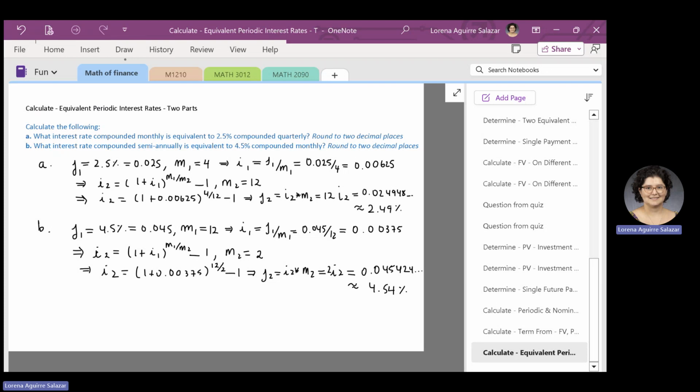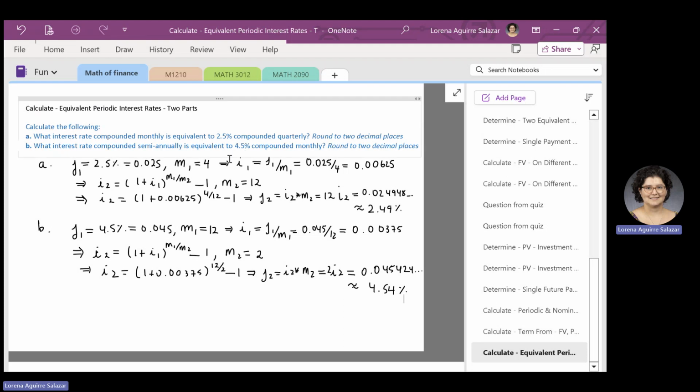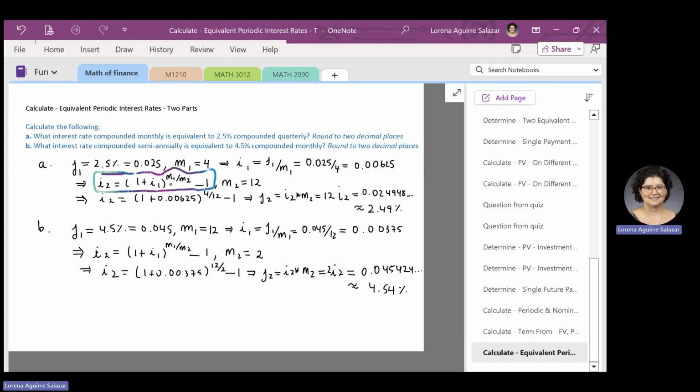Okay, so for this problem, we worked on identifying nominal interest rates and compounding frequencies. Then based on that, we worked with periodic interest rate. And then we used this formula right here to find the equivalent periodic interest rate. And then with that periodic interest rate, we found the nominal interest rate by multiplying the periodic interest rate by the compounding frequency.